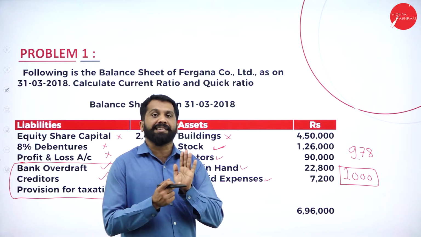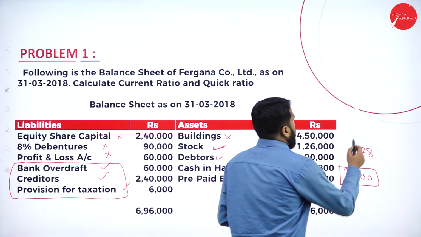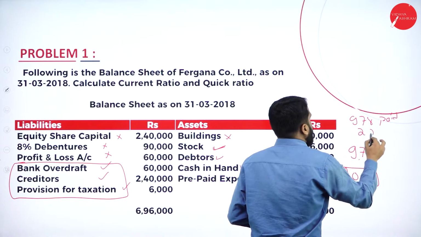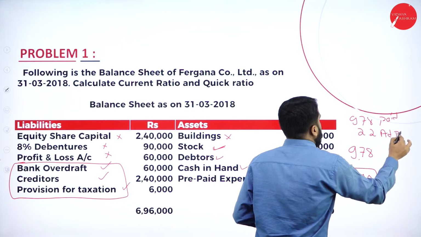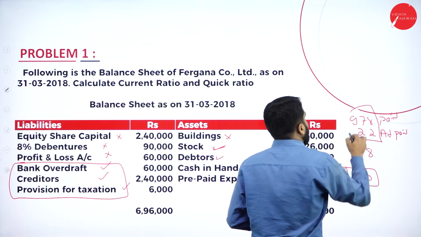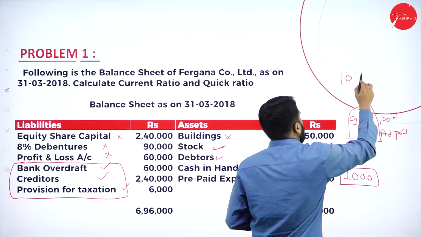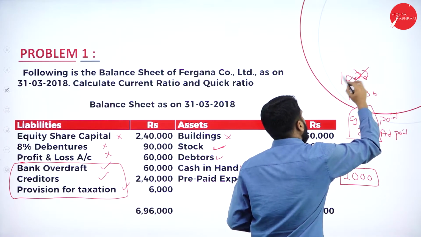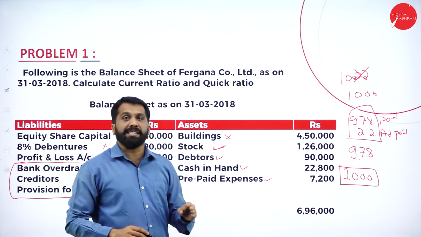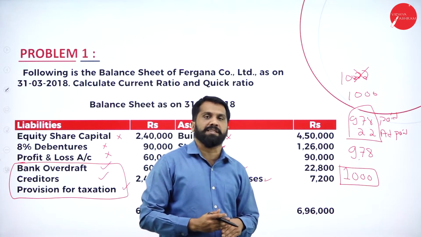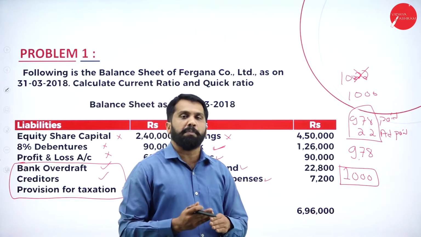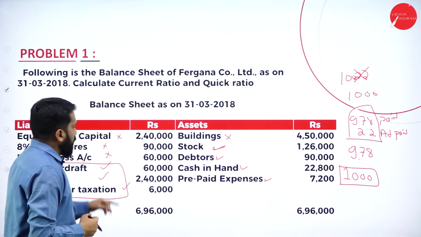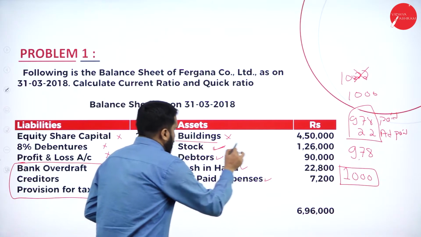Whatever payment receipt you get in this, 978 paid, 22 rupees advance paid. Next time when you get a bill of 1022 something, this 22 will be reduced, and only 1000 will be received, like that. So these are called prepaid expenses. Future expenses you have paid now itself. Any doubt? No doubt.